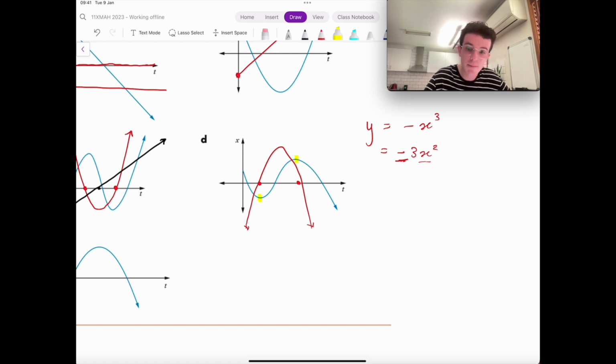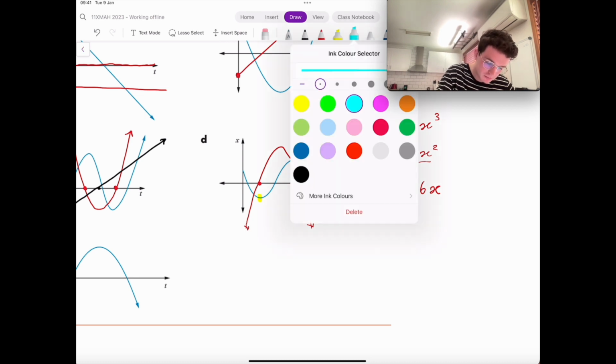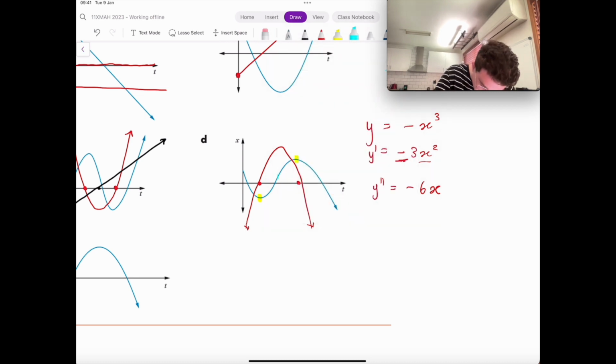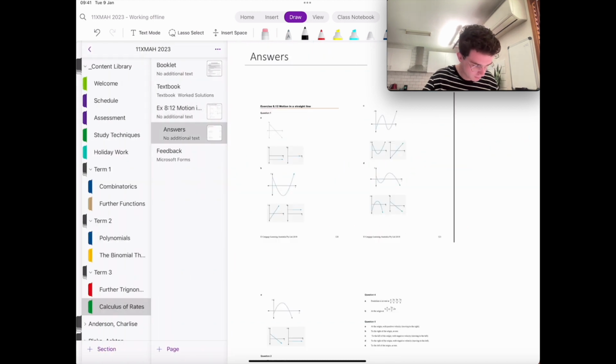Now, if you differentiate a negative parabola, so that's y double dash, it is going to be minus 6x. So it's going to be a negative straight line. Now, we know that acceleration is 0 at the points of inflection of a graph. So the point of inflection of this graph is here in blue. So that's when my acceleration is going to be 0. So it's going to be a straight line, x-intercept right there, the x value of that blue point. So it's going to look like that. Okay, let's have a look at that answer. Beautiful.